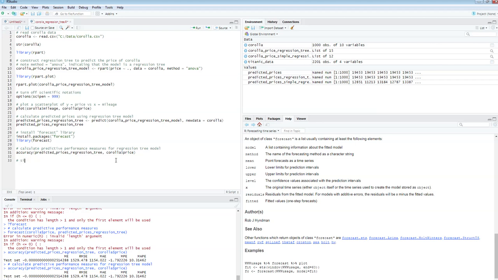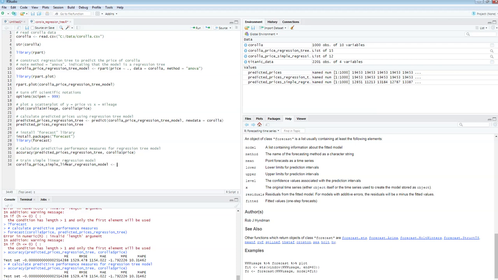So I'm going to say train simple linear regression model. Okay, so price, how do I call it? Predicted. No, the previous model was Corolla prices regression tree model. So now I'm going to have Corolla price underscore simple underscore linear underscore regression underscore model. So long name with underscores: Corolla price simple linear regression model.